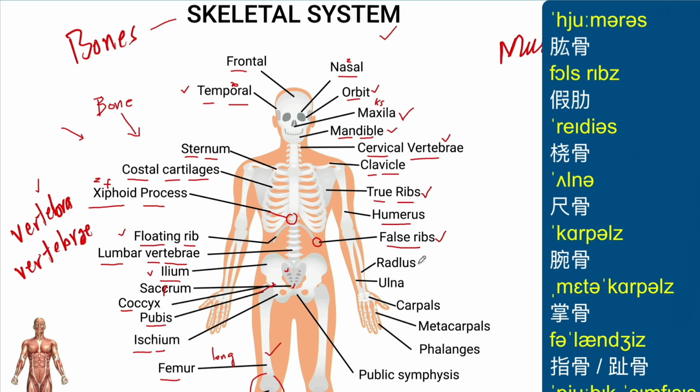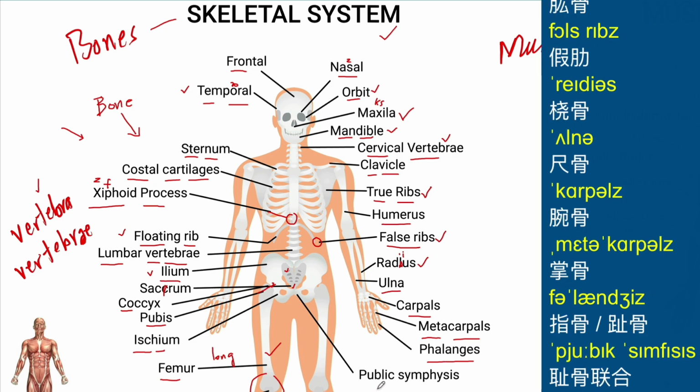So here in the forearm, we have the radius. This is I, not L. Alright? Radius, R-A-D-I-U-S. This is ulna. Also in the hand, we have the carpals, then metacarpals. Okay?